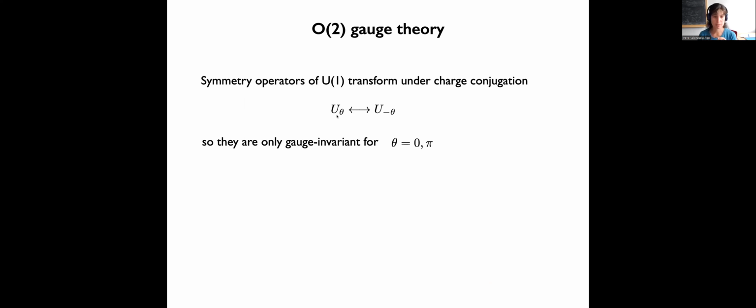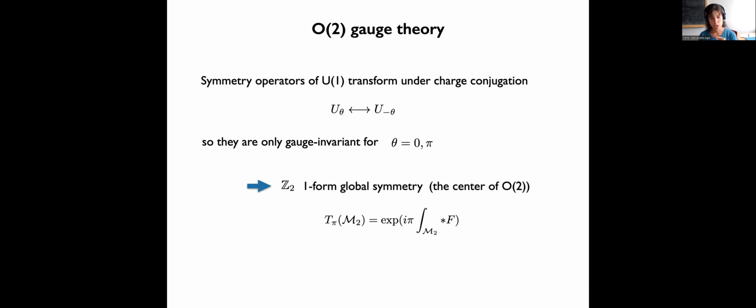This means that the symmetry operators, which in general are labeled by a phase in U1, are only going to be gauge invariant for 0 or pi, and otherwise they are not gauge invariant because they are not invariant under the C2. So what we actually have is not a U1 one-form global symmetry, but a C2 one-form global symmetry generated by these two topological operators. And the way to determine this in general is that the one-form global symmetry, as you probably know, corresponds to the center of the group.